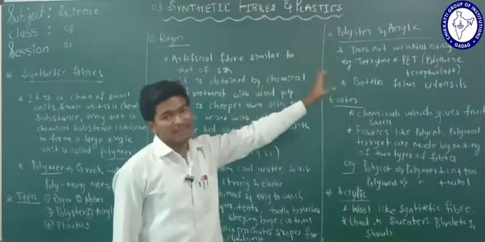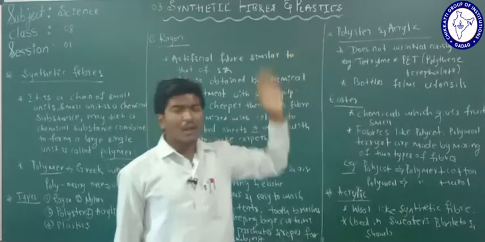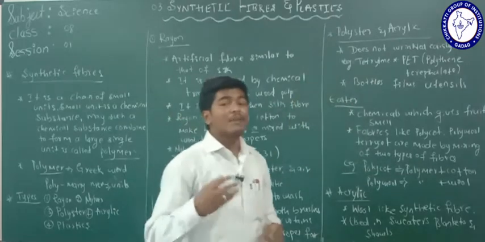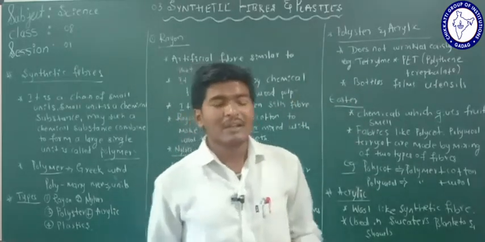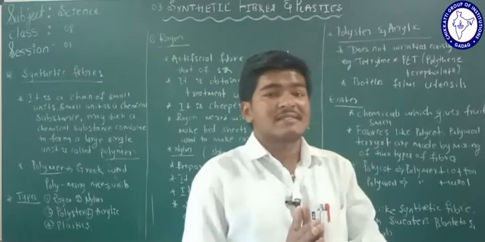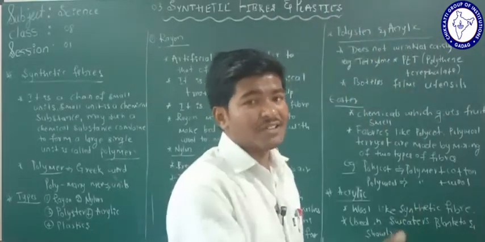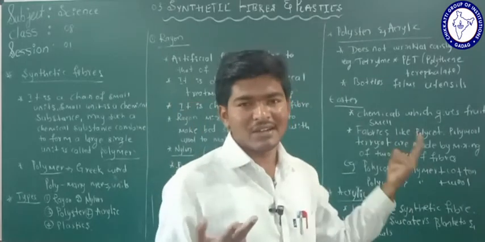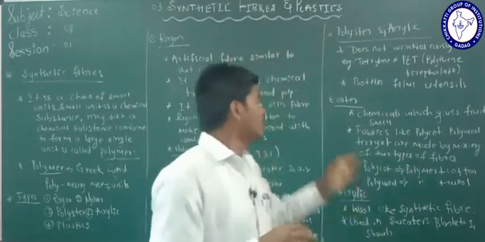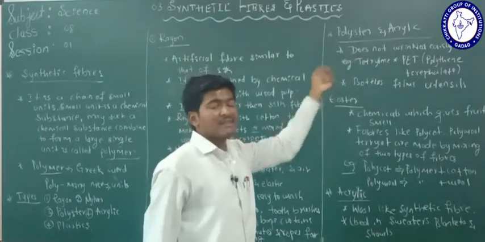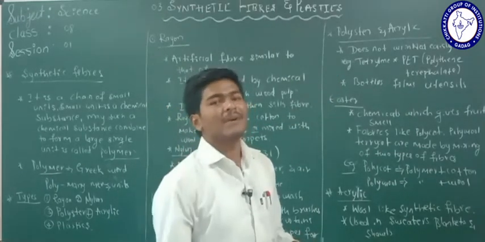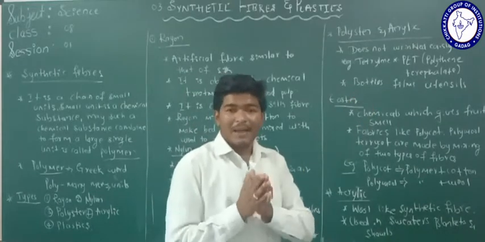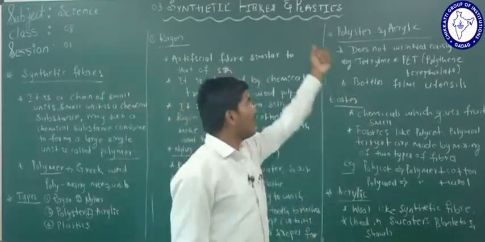So next, another synthetic fiber we are going to discuss here is polyester and acrylic. So first I am considering polyester. The word polyester is familiar to you. Why? Because when you go to purchase cloth materials in the cloth shops, you regularly hear two words: one is polyester, another is cotton. So what is meant by polyester here is that it is a type of synthetic fiber. Polyester cloth is nothing but fabric made by the synthetic fiber called polyester.